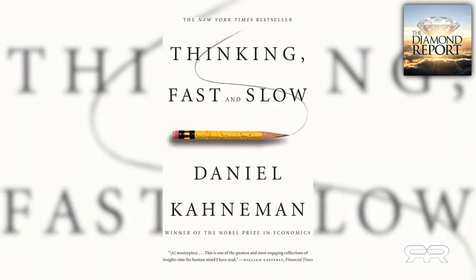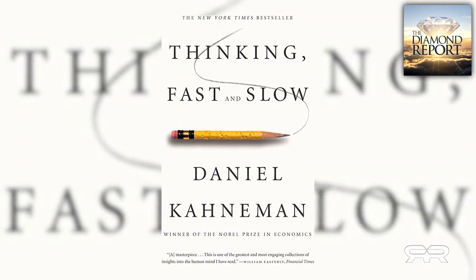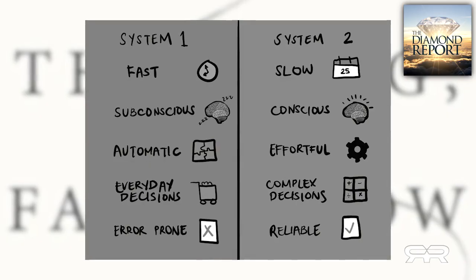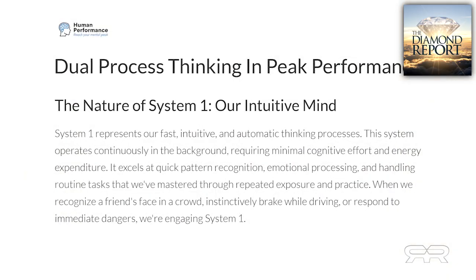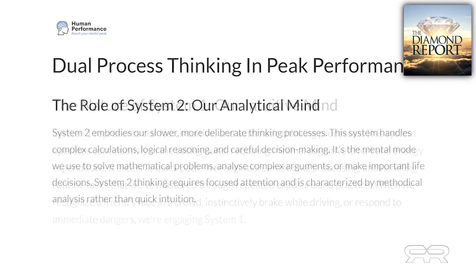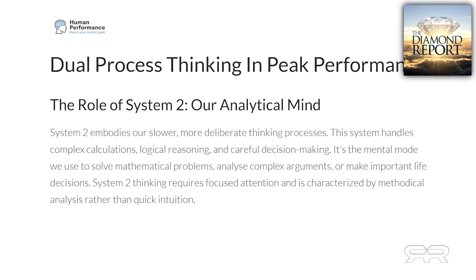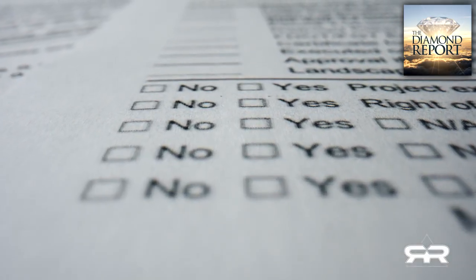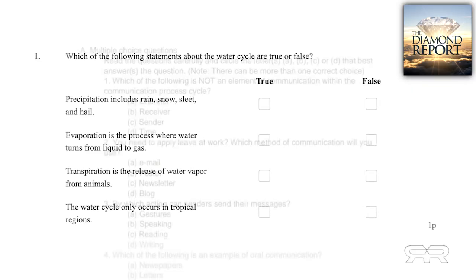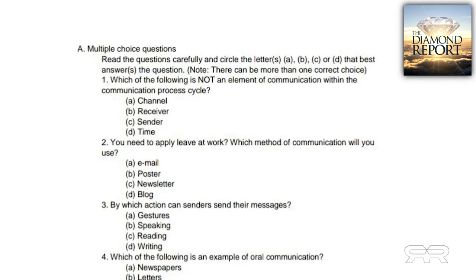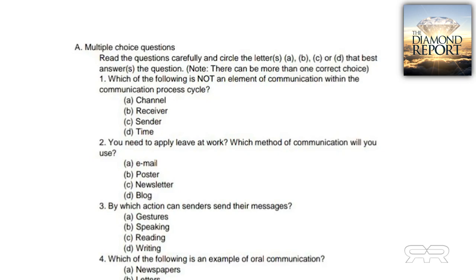Daniel Kahneman's dual process theory identifies two cognitive systems of the human mind. System 1 is fast, automatic, and emotional, whereas System 2 is slow, deliberate, and logical. You can experience this right now. Perform a true or false test, and you'll activate your System 1. Perform a multiple choice test, and you'll activate your System 2.